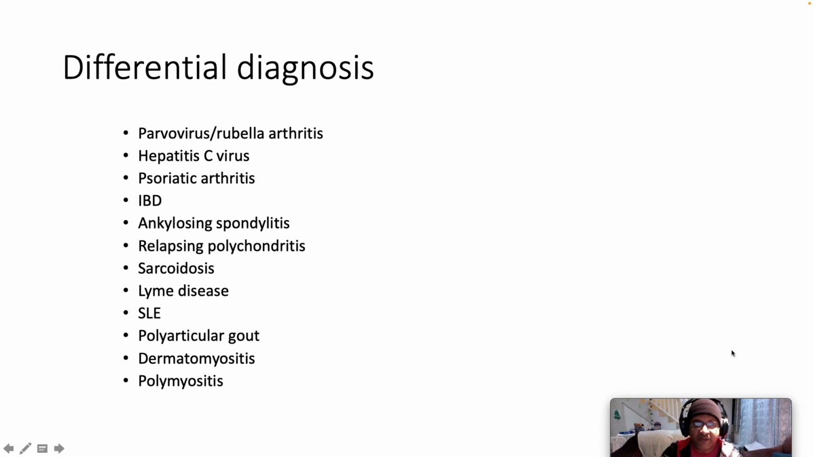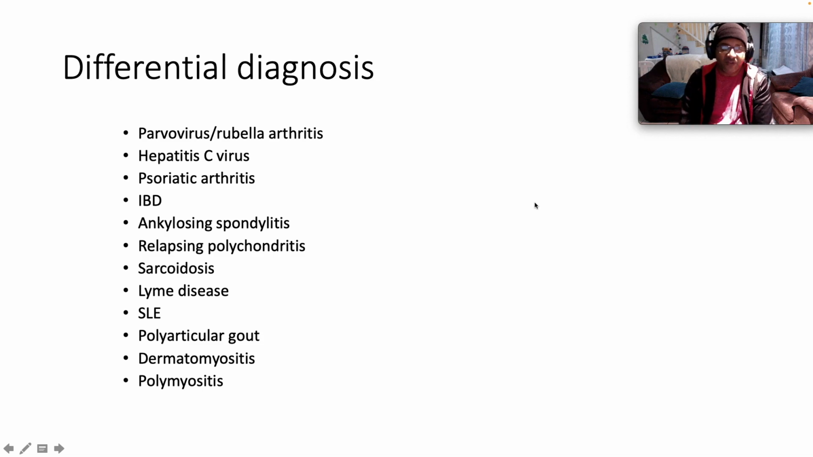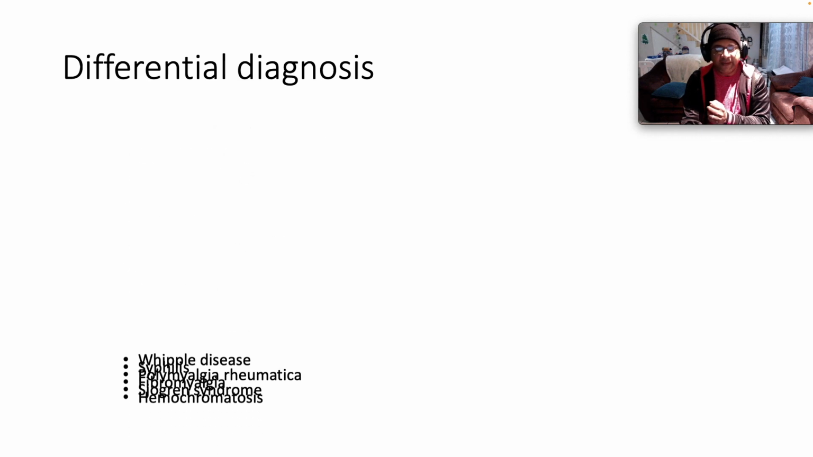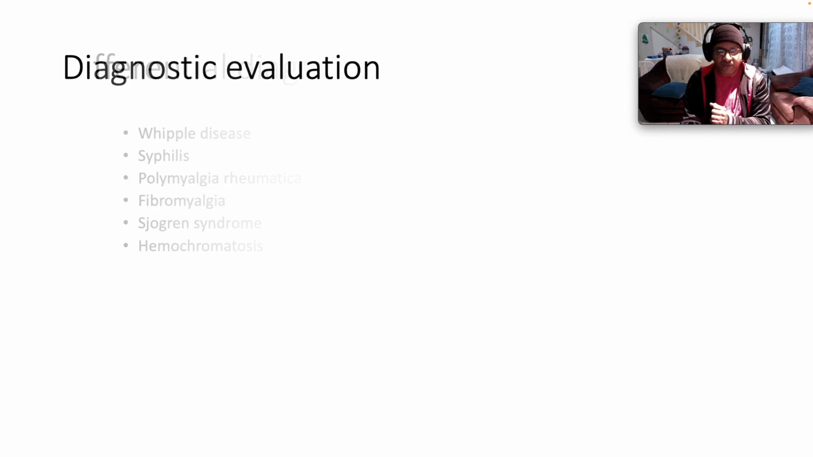All right, what's the plausible differential, guys, for rheumatoid arthritis? So you may have a variety of other arthritis diseases to speak of: parvovirus, rubella arthritis, hepatitis C virus, which is associated with cryoglobulinemic vasculitis, don't forget. Psoriatic arthritis, inflammatory bowel disease-associated arthritis, ankylosing spondylitis. Those are the seronegative spondyloarthropathies. Relapsing polychondritis, sarcoidosis, Lyme disease, lupus, polyarticular gout, dermatomyositis, and polymyositis. Whipple disease, syphilis, polymyalgia rheumatica, fibromyalgia, Sjogren's, and hemochromatosis.